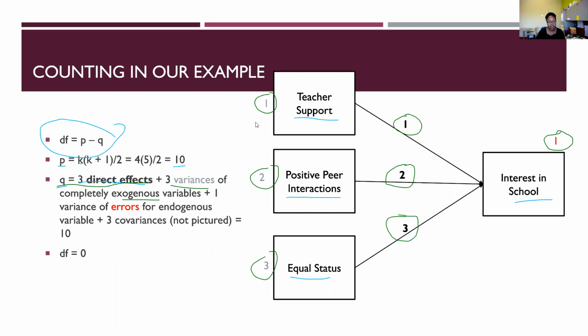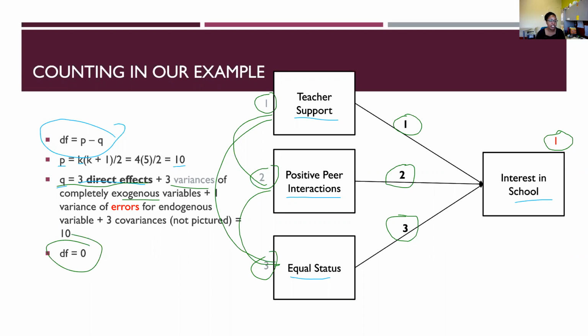If you go back to our diagram, you'll remember that we have a covariance between teacher support and positive peer, a covariance between teacher support and equal status, that's 2, and a covariance between positive peer and equal status, that's 3. So that means we have 3 direct effects, 3 variances of exogenous variables, 1 variance of the error for the endogenous variable, and 3 covariances equals 10 parameters. 10 minus 10 equals 0, our degrees of freedom are 0.